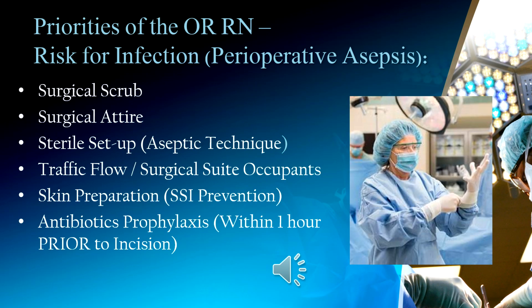Okay, so priorities of the OR nurse. Risk for infection. So perioperative asepsis is the OR nurse's responsibility. They are making sure the surgical scrub is completed, that surgical attire is correct. Everybody's wearing their mask, their hair covered, their gown if they're wearing one, their gloves. They're watching the sterile setup, making sure the sterile fields stay sterile, making sure the tools stay sterile. They're watching traffic flow and making sure nobody is in the surgical suite that shouldn't be there.